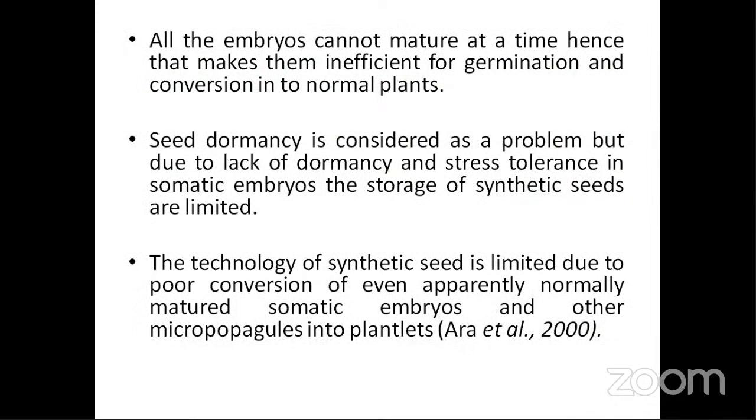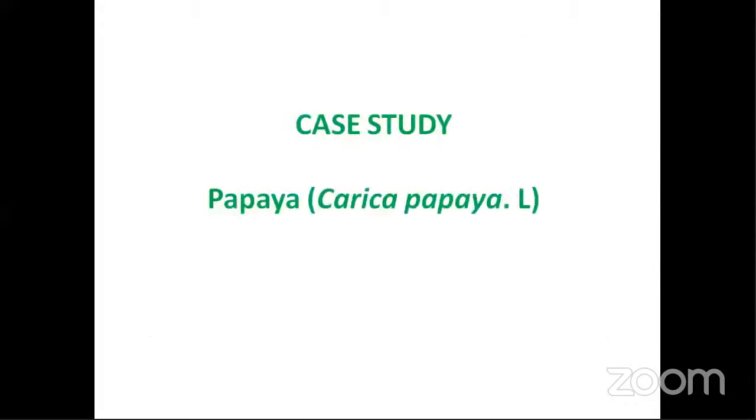All the embryos cannot mature at a time, hence that makes them inefficient for germination and conversion into normal plants. Seed dormancy is considered a problem, but due to lack of dormancy and stress tolerance in somatic embryos, the storage of synthetic seeds is limited. The technology of synthetic seed is limited due to poor conversion of even apparently normally matured somatic embryos and other micropropagules into plantlets. Now we'll move towards some of the case studies.